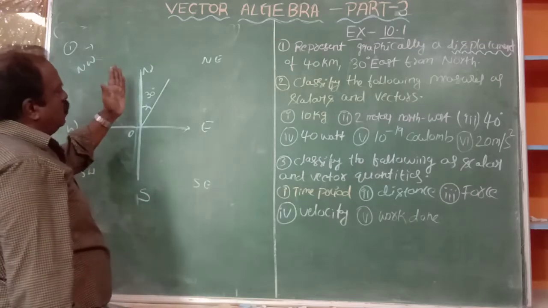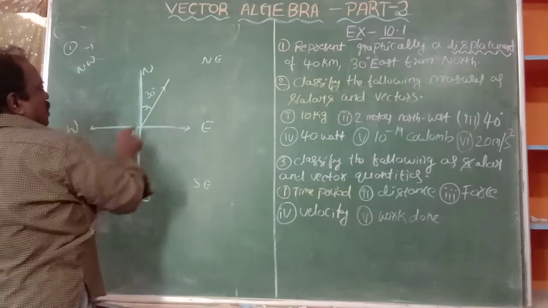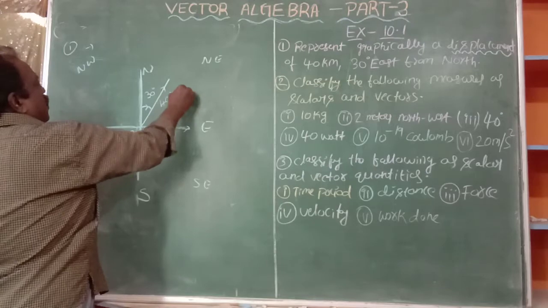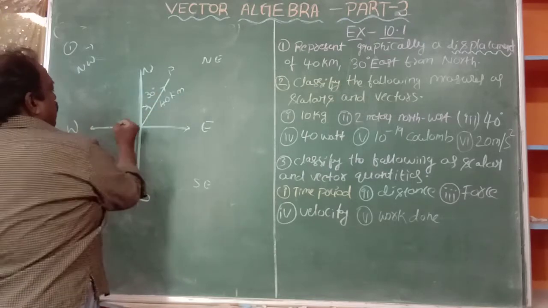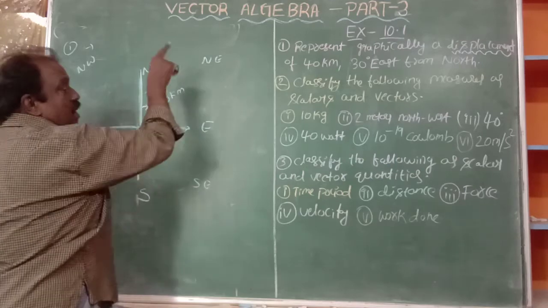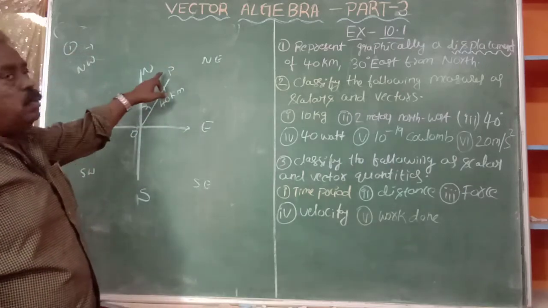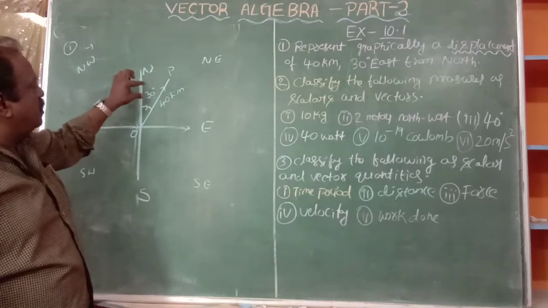From north to east, 30 degrees angle. A line is there, whose length is 40 kilometers. This is O, this side is P. So OP is a vector. The direction is from O to P, that is east from north, 30 degrees.